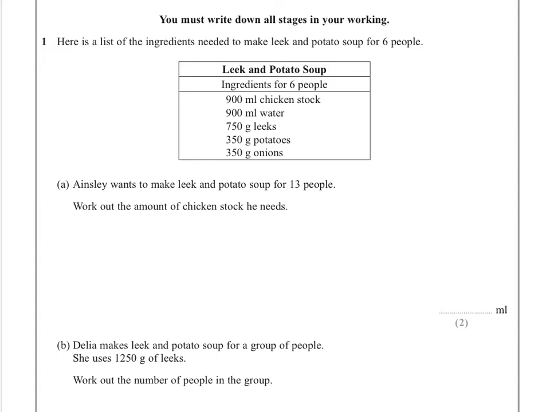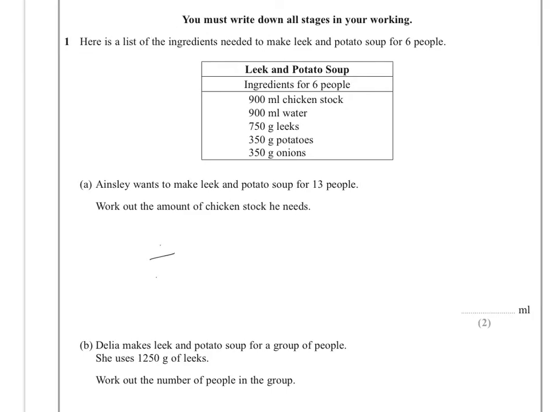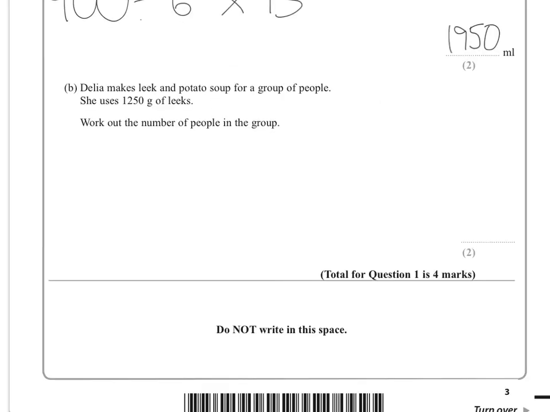Work out the amount of chicken stock he needs. Well, in order to convert the ingredients list from a leek and potato soup for 6 people to 13 people, if I divide each amount by 6 and then times by 13, it'll tell me how much I need for 13 people. We want to calculate the amount of chicken stock that he needs. So 900 divided by 6 times 13, 1,950 milliliters.